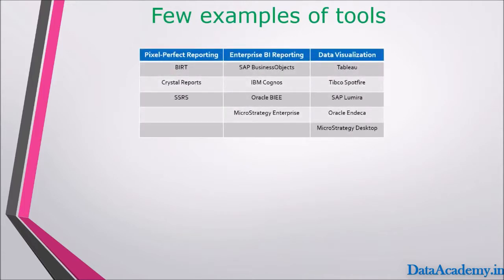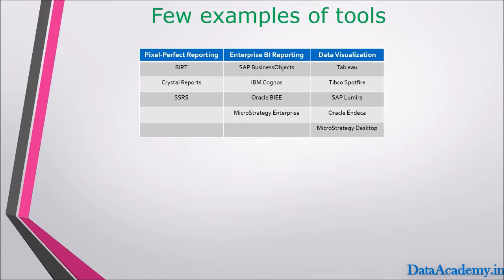So here are some of the examples of tools. In Pixel Perfect Reporting, I have worked on BIRT, which is Business Intelligence Reporting Tool. We have Crystal Reports, which is now part of SAP Business Objects. And then we have SSRS, which is SQL Server Reporting Services. On the Enterprise BI reporting side, we have SAP Business Objects. We have Cognos from IBM, Oracle BI, and MicroStrategy. On the data visualization, we have Tableau, which is everybody's favorite, TIBCO Spotfire, SAP Lumira, Oracle Endeca, and MicroStrategy Desktop.